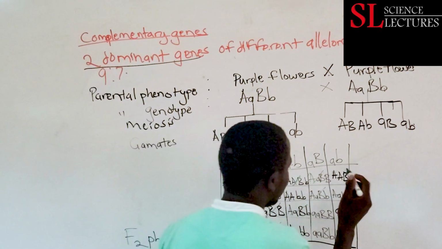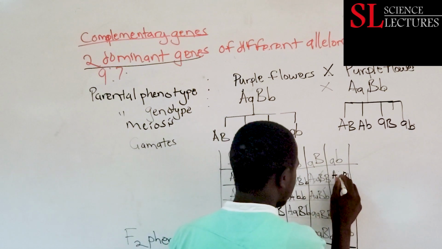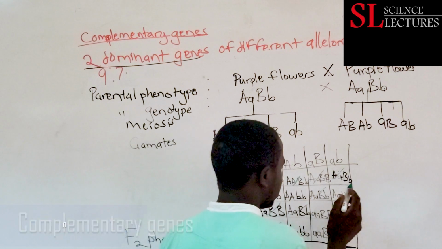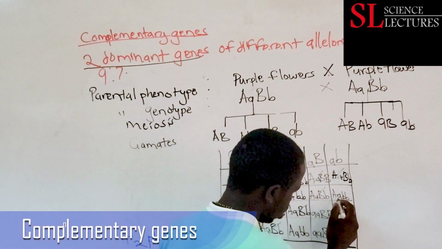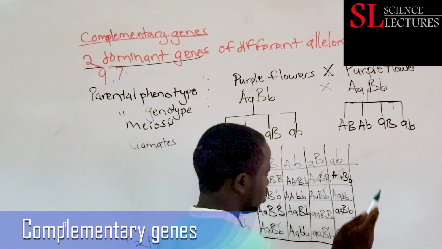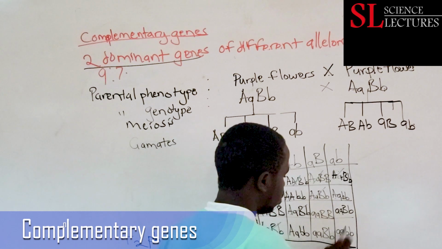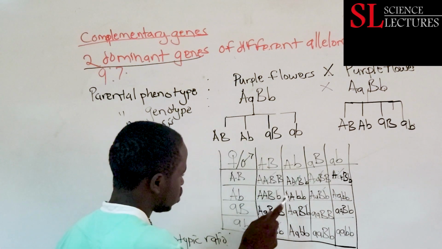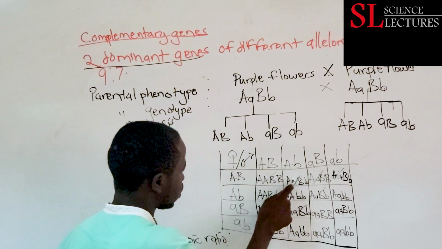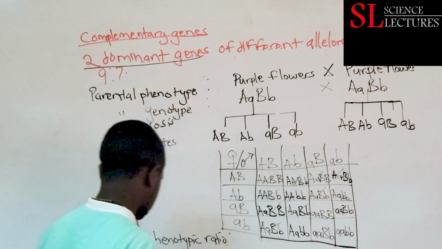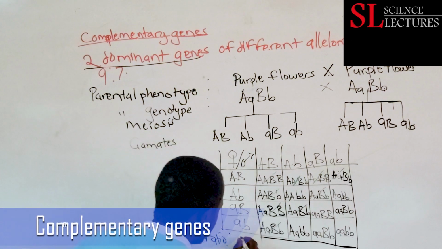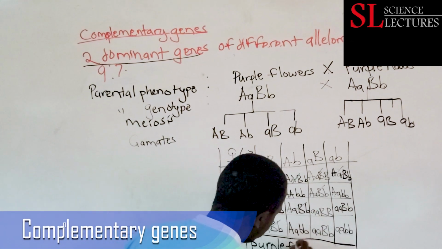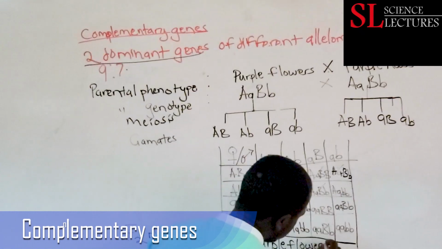Then we are here. I have capital A, capital B. This is also purple. Then this one is also not a purple flower because I have B recessive, here I have A recessive, and here I have both recessive. So if I am to count, I have 1, 2, 3, 4, 5, 6, 7, 8, 9. Those are 9 purple flowers in the F2.